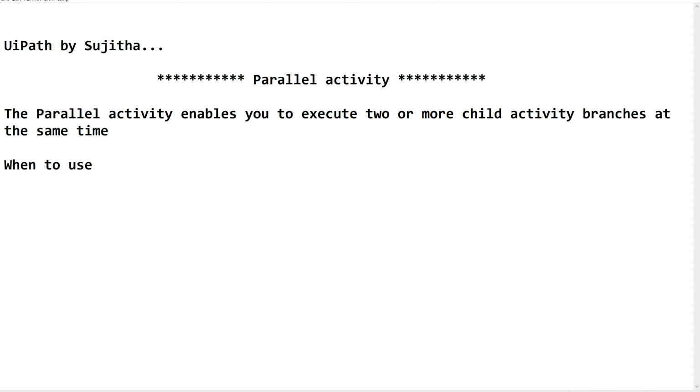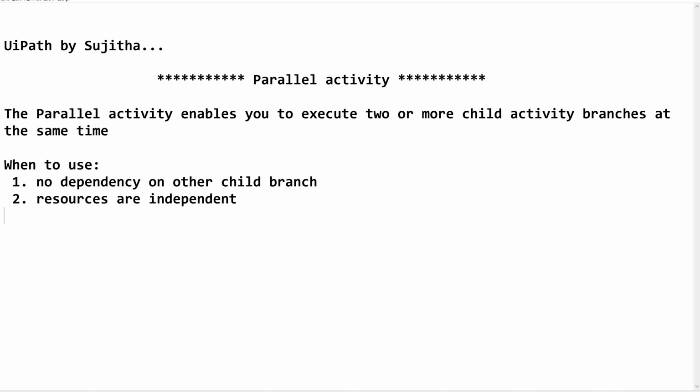When to use? Whenever there is no dependency on another child branch, that means each child branch has its own independent process. No dependency, I mean to say resources are independent, or we could say applications might be different. So ultimately, on a high level, each child branch has its own set of activities in order to achieve a different purpose.